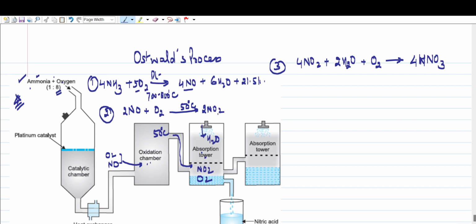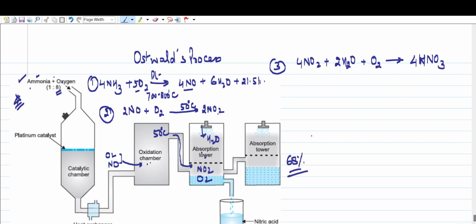Is this clear? So this is how we prepare nitric acid through the Ostwald process, right? Now the question may be asked: this dilute nitric acid that is collected, can it be further concentrated, yes or no? Yes, it can be further concentrated. Does it form any azeotrope? Yes, it forms an azeotropic mixture, a constant boiling point mixture at 68%.